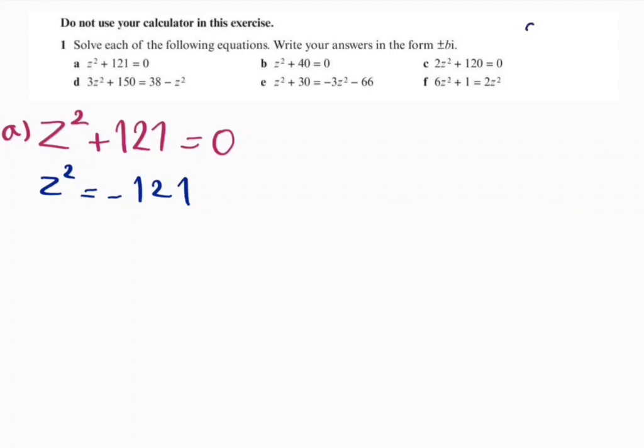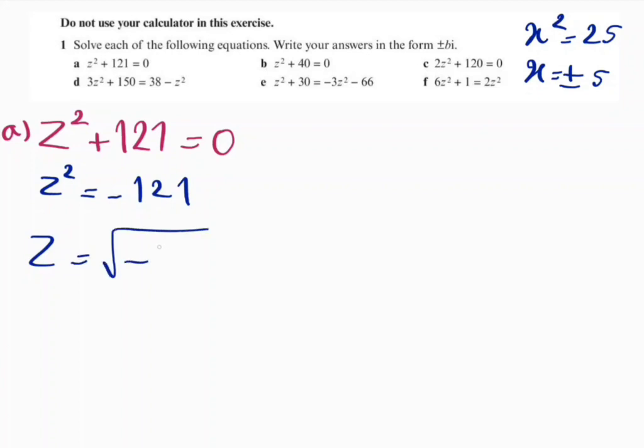You can imagine this case that we have seen a lot while we were working with real numbers: x squared is equal to 25, and then you take the square root and you will have plus or minus 5 as your roots. This is exactly the same thing. So we take the square root of both sides, and on the left hand side we will have a square root of minus 121.